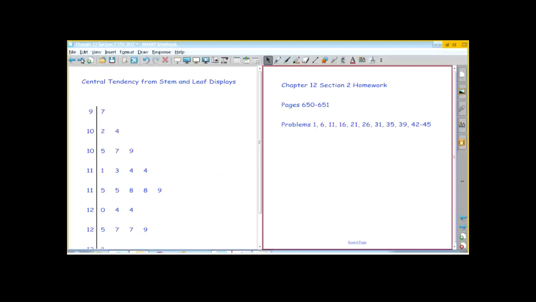So there's the homework for this section. That'll be due next Tuesday.